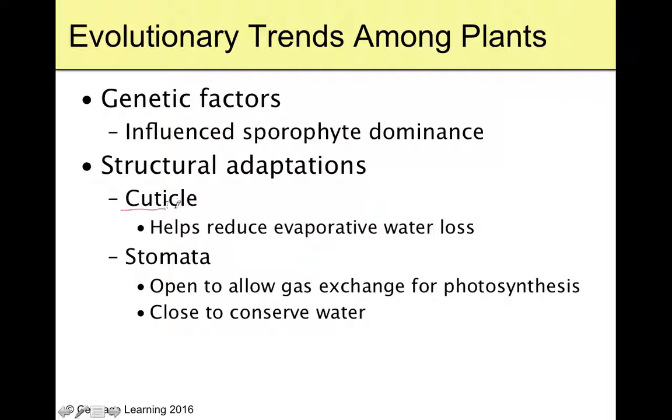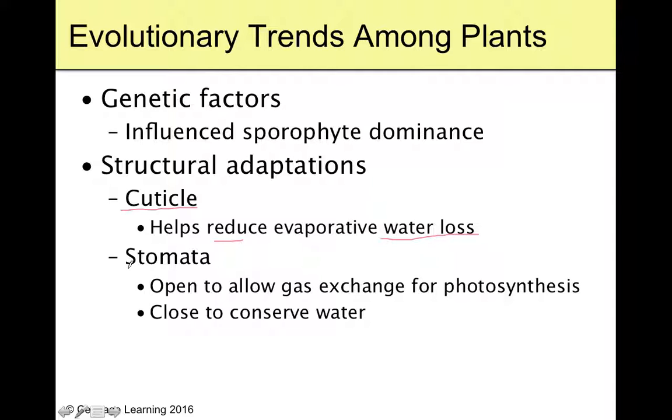The first is a cuticle. A cuticle is a thick, waxy layer around the epidermis of a leaf, the outside tissue layer of a leaf. What it does is it helps reduce the water loss. Not a lot of water is going to escape from the leaf. It also can make it a little more difficult for a little insect to chew through a leaf that has a thick waxy cuticle.